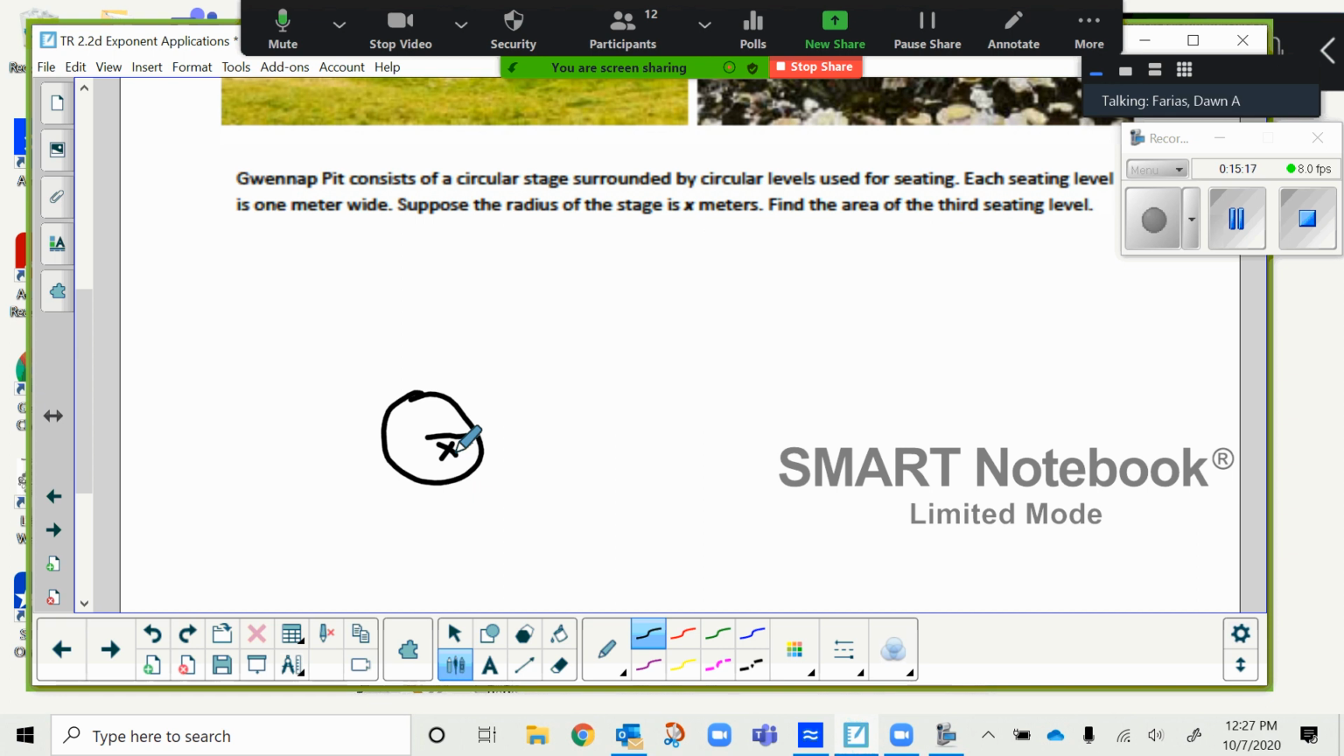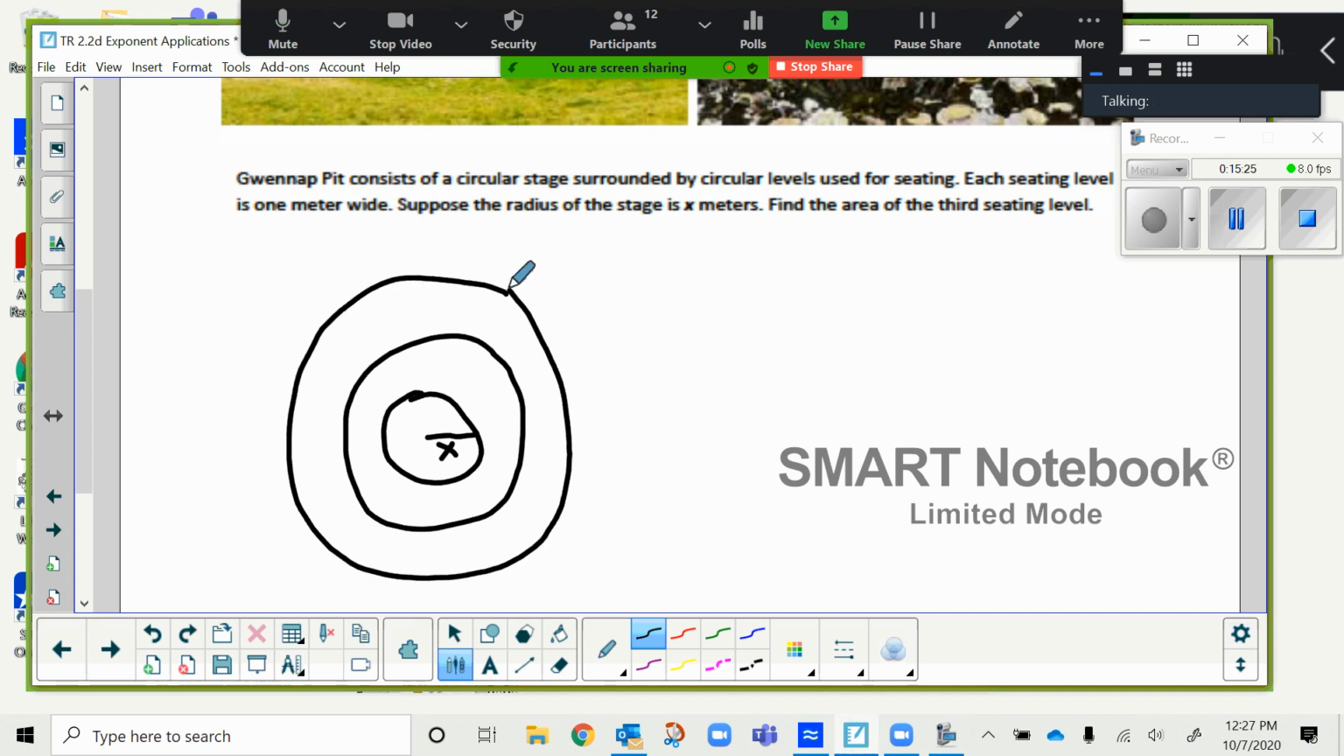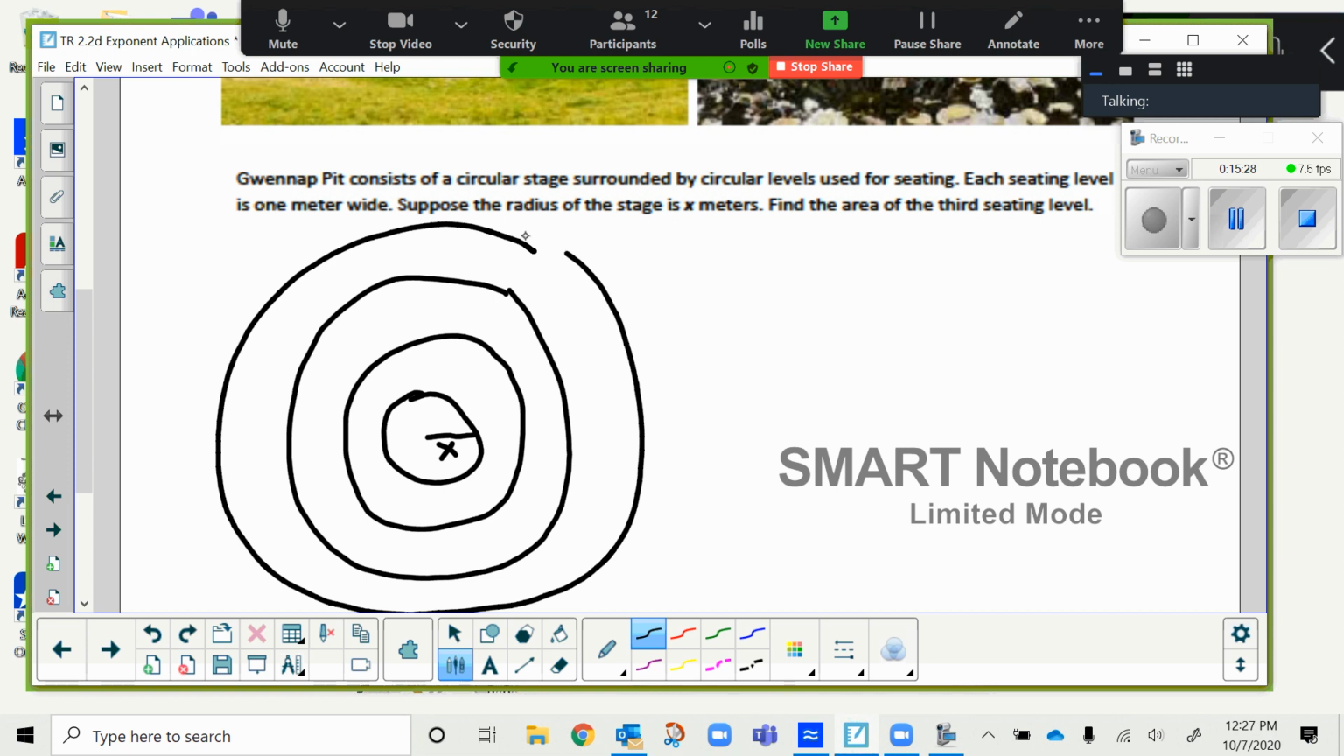And then if you imagine we have all these other circles here, and so forth and so on. When we want the area of the third seating level, that does not include the stage. So this is the first seating level right here. Let me go to the next seating level. So that's the first seating level. This is the second one. And this is the third one.